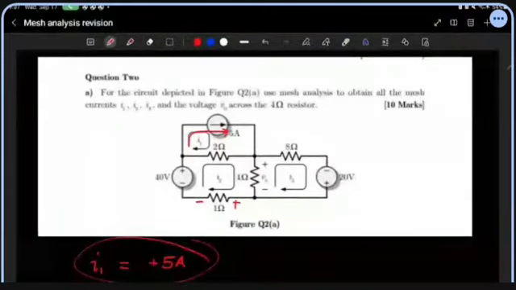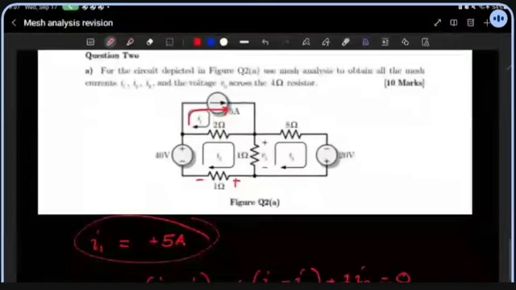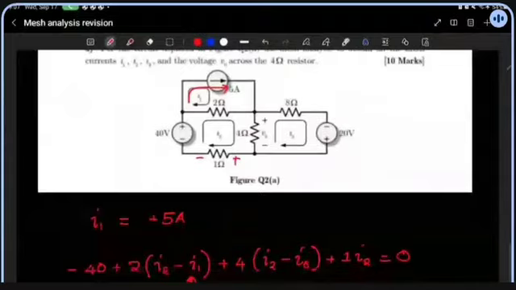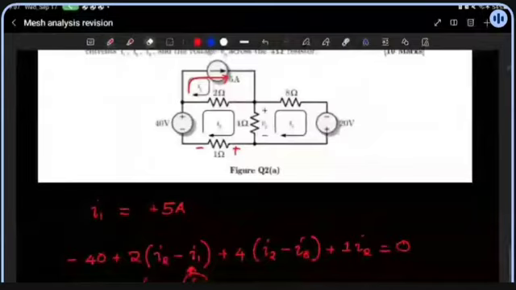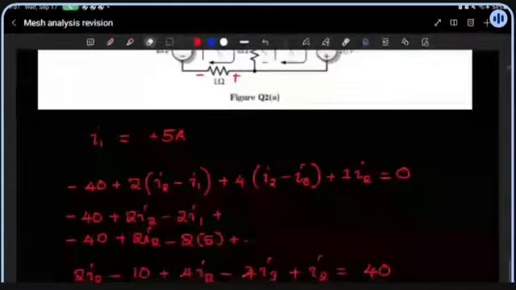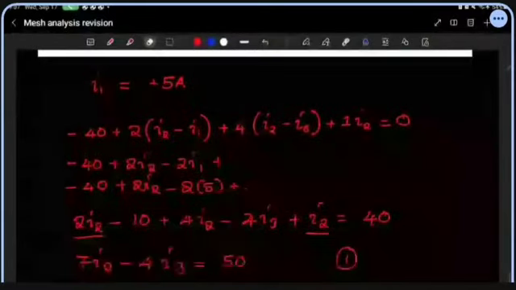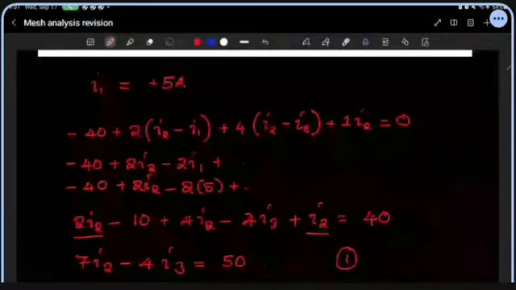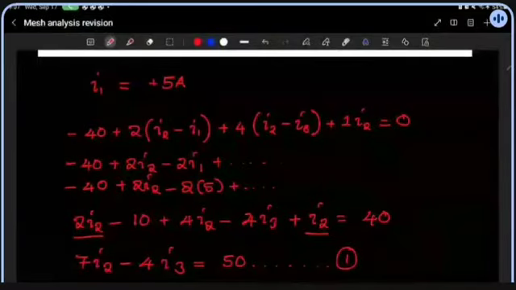When going through mesh current I2, we ended up with this expression. And here we saw that when we substitute I1 equals 5 amps, the expression reduced to this. So this part we have done. Now we want to do the same thing for mesh I3.